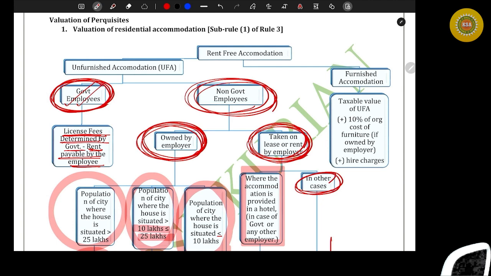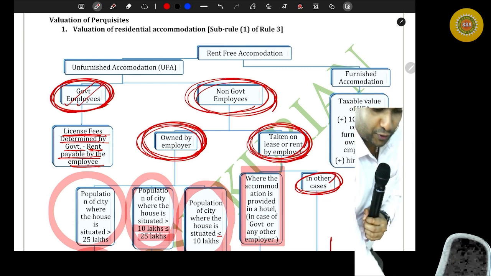What if the employer took that washing machine on lease? Then the hire charges, the hire charges you have to add to compute the value of furnished accommodation, and there is no amendment in this. Not yet over. Are you all with me?